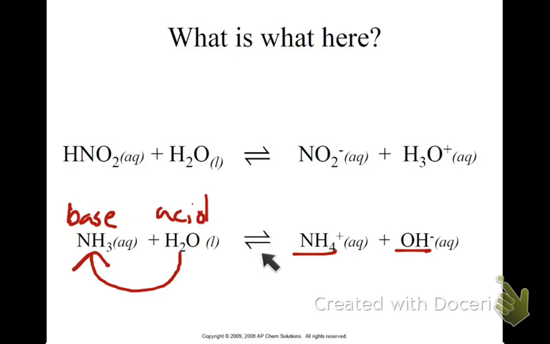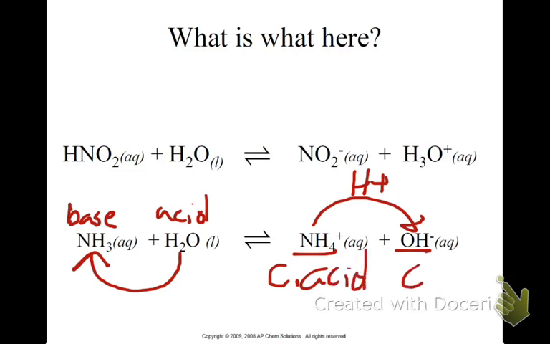And then in order to go backwards, so those guys react to form this side, the NH4+ is going to have to donate a proton over to OH-, which is going to make water and ammonia again. And so this guy would be our conjugate acid, and this guy would be our conjugate base.